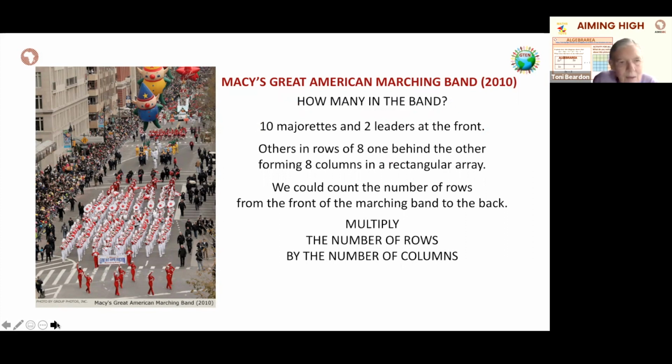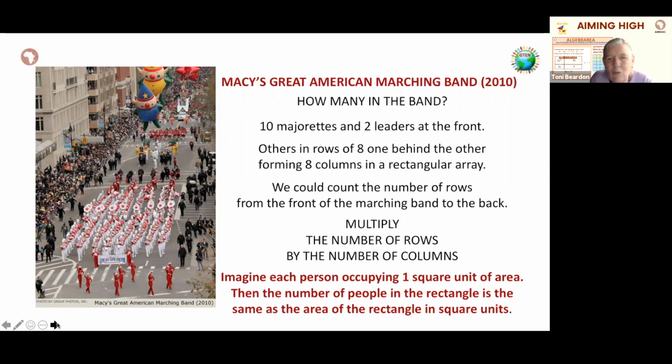But basically in that block of people in the middle, we would multiply the number of rows by the number of columns to get the number of people. And the link with area is the personal space. Everybody there is taking up a certain amount of space, and that's the area. So if we imagine each person occupying one square unit of area, the number of people in the rectangle is the same as the area of the rectangle in square units.